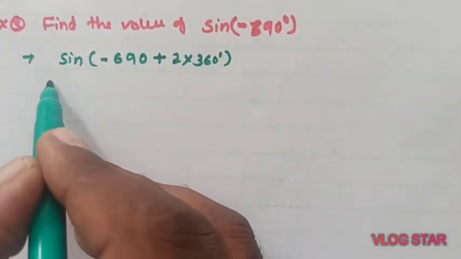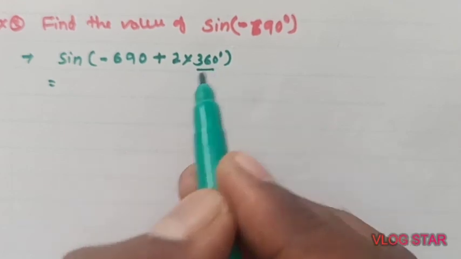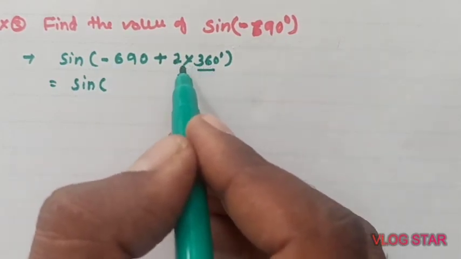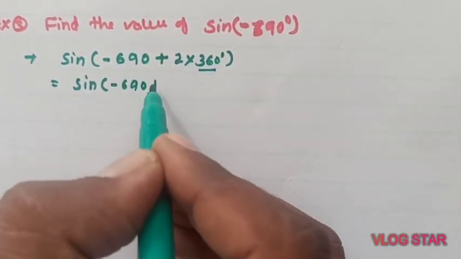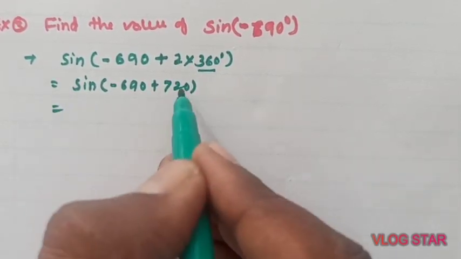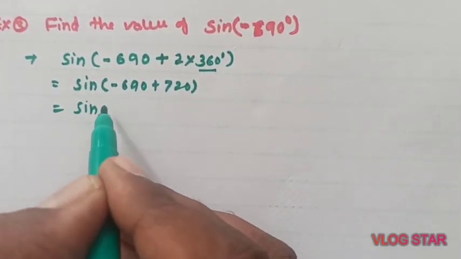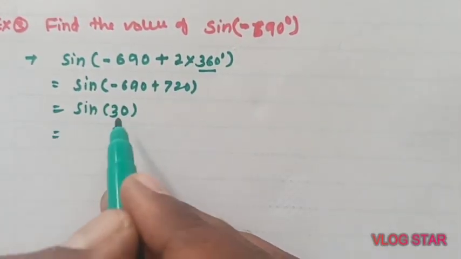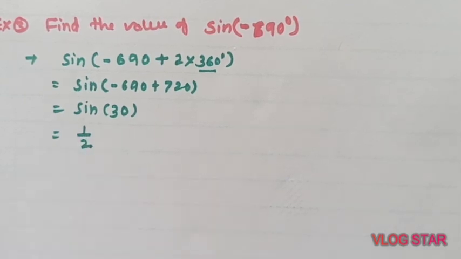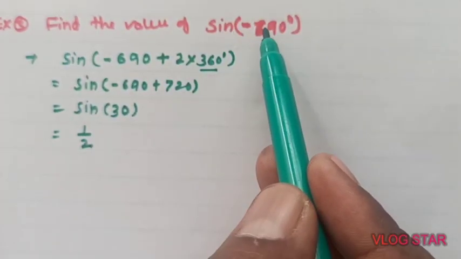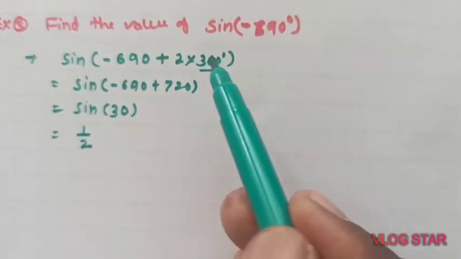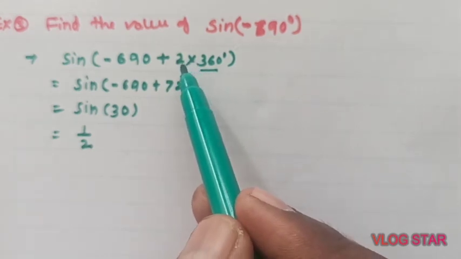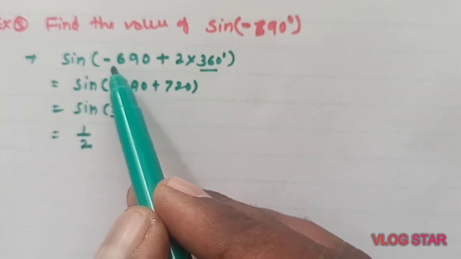So the value will not change because we are adding how many rotations? 360 is one rotation, so 2 rotations. So it is the same as 720 minus 690, it is sine of 30. So the value of sine of negative 690 is equivalent to sine of positive 30, and that would be half. So like that we can convert a negative angle to a positive angle by adding suitable multiples of 360, in such a way that it should be bigger than the given negative number.